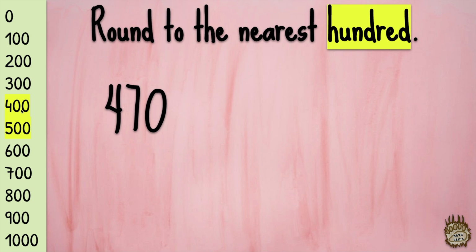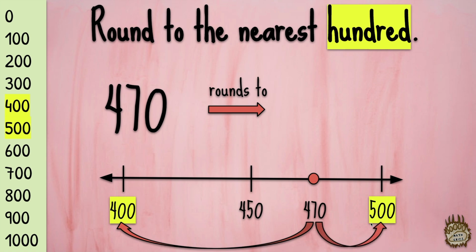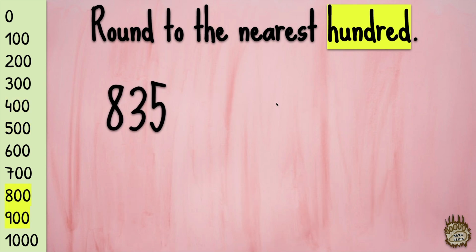470. 470 falls between 400 and 500. Let's make our number line. 400, 500. Halfway is 450. Now 470 falls after 450. If we count by tens, we know we had 450, and then 460, and then 470. So let's think, is 470 going to be closer to 400 or 500? It's way closer to 500. So when we round 470 to the nearest, or the closest, hundred, we get 500.